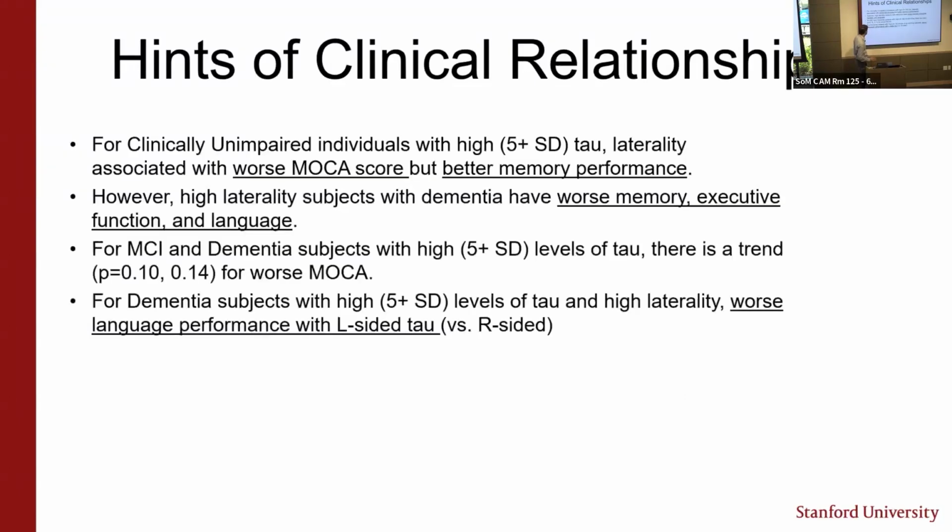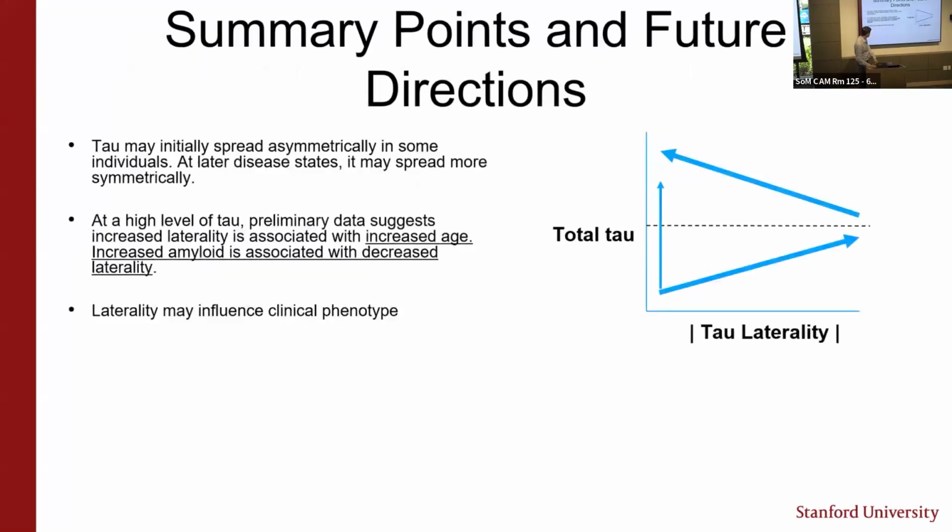I heard Dr. Porter's timer, so really briefly, I'll just mention there's a few clinical associations with this. It seems like laterality is worse for your MoCA scores, at least for clinically unimpaired patients, but potentially even for MCI and dementia, that's more of a trend. But certainly when you get higher into dementia stages, laterality is worse for many cognitive domains, and left-sided laterality, as you might expect, would be worse for language in most individuals as well.